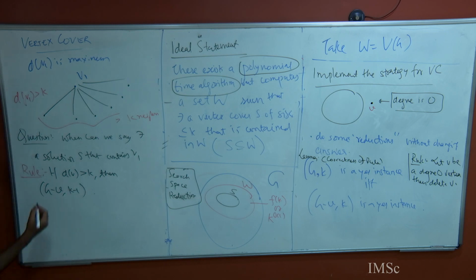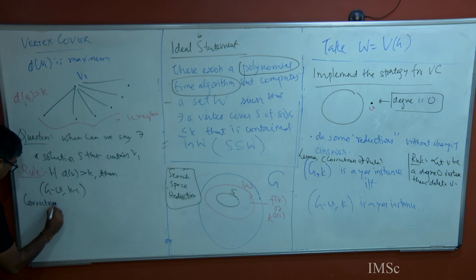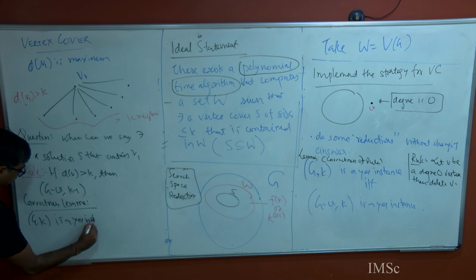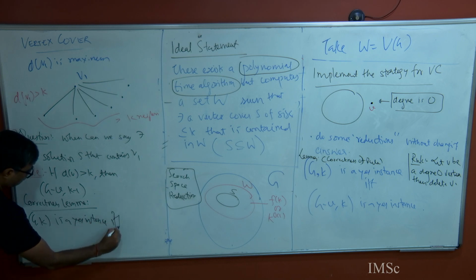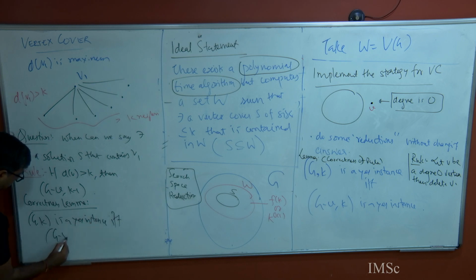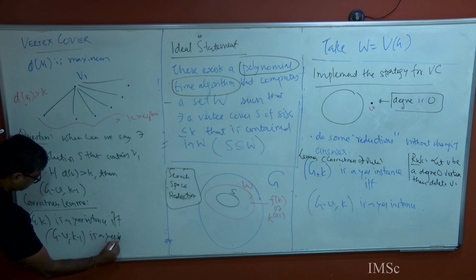So what should be the correctness lemma? The correctness lemma is: G comma K is a yes instance if and only if G minus V comma K minus 1 is a yes instance.